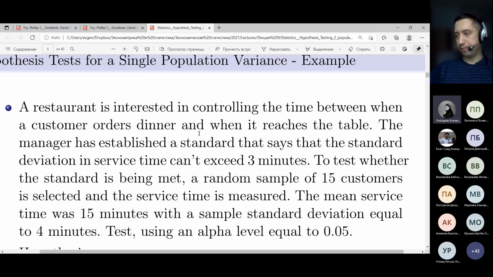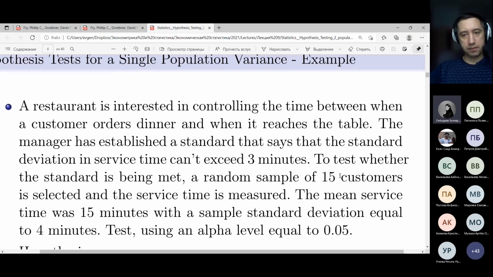So what do we have here? Here we have that the standard deviation cannot exceed 3 minutes. Our sample size is 15, because to test whether the standard is being met, a random sample of 15 customers is selected. We have a mean service time of 15 minutes with a sample standard deviation equal to 4 minutes. Alpha is 0.05.